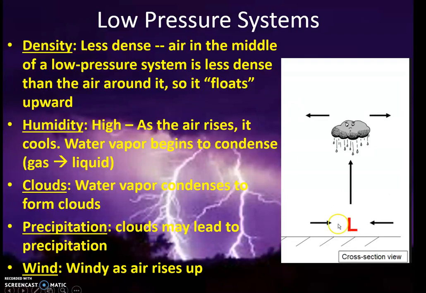So the humidity is very high because as that wet air rises, it begins to cool. The water vapor in the air begins to condense, condense being that water turning from a gas to a liquid. It is very cloudy around a low pressure system usually because as that water vapor condenses, it forms clouds. Because there's clouds, there's frequently precipitation, and a low pressure system is windy because as the air rises up, it creates wind. So as you can see, a low pressure system is going to be rainy with clouds, less dense, and oftentimes precipitation.